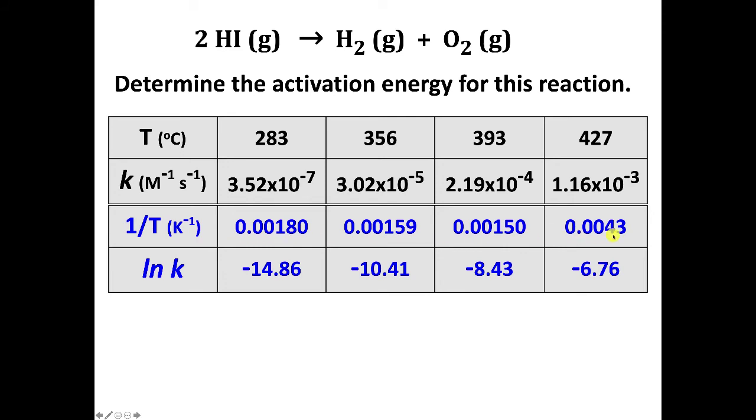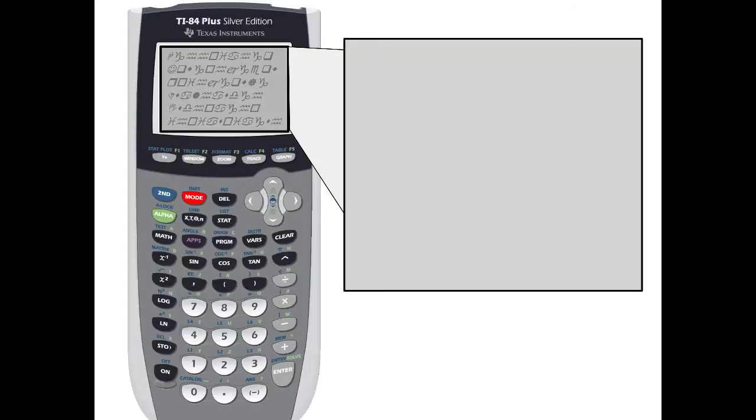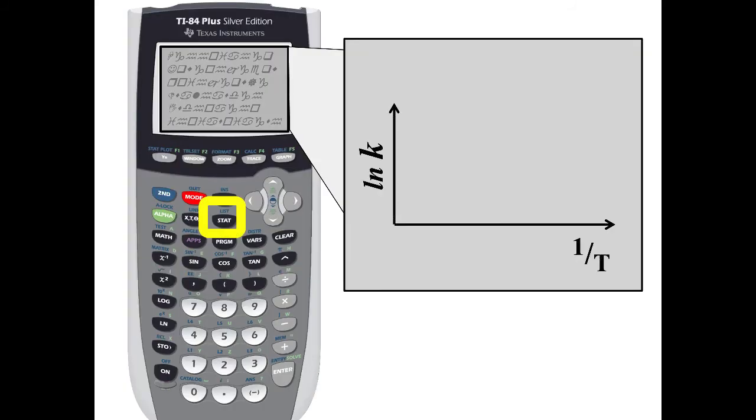Note, of course, that the 1 over temperature values are typically quite small, and do be careful about significant figures. If you round these numbers off too much, like if you rounded this temperature off to 0.002 instead of 0.00180, that will give you some very poor results for your graph and your slope. The natural log of the rate constants very often are negative numbers, and so again, be careful with those having enough significant figures. And then use your calculator in the appropriate way to graph 1 over T, which is your x, versus ln of k, which is your y.